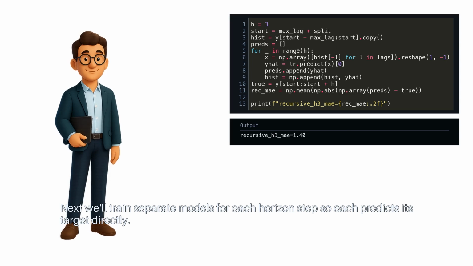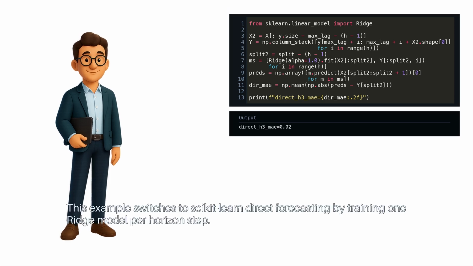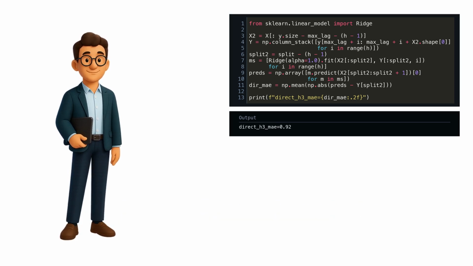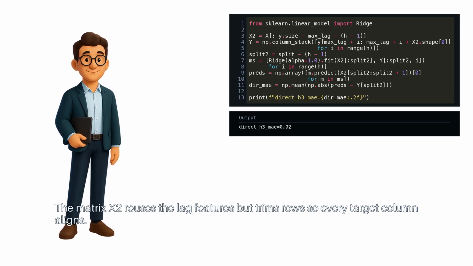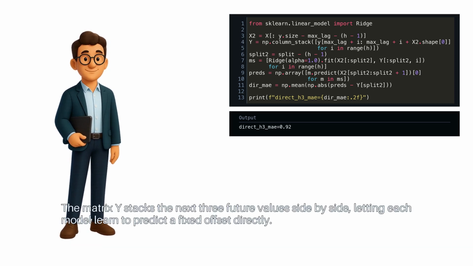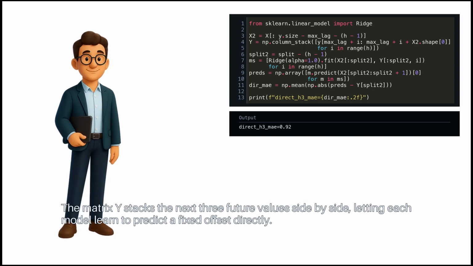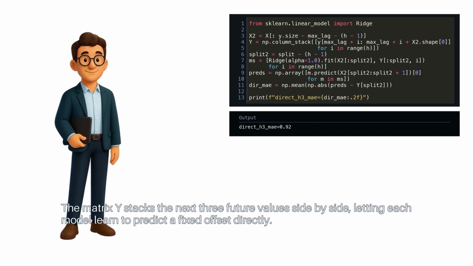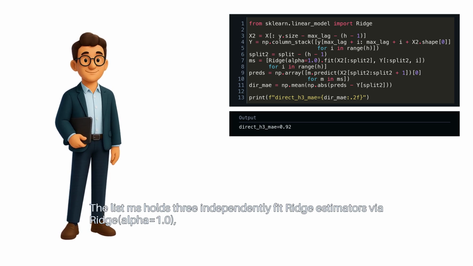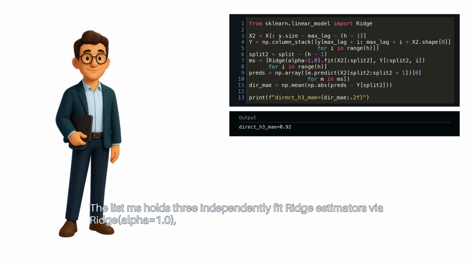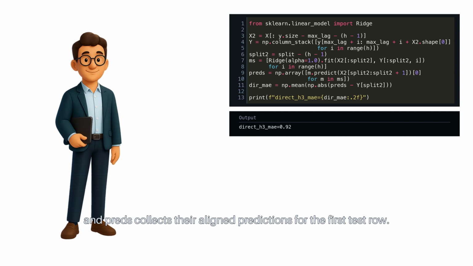Next, we'll train separate models for each horizon step, so each predicts its target directly. This example switches to scikit-learn direct forecasting by training one ridge model per horizon step. The matrix X2 reuses the lag features but trims rows so every target column aligns. The matrix Y stacks the next 3 future values side by side, letting each model learn to predict a fixed offset directly. The list ms holds 3 independently fit ridge estimators via Ridge with alpha equal to 1.0, and preds collects their aligned predictions for the first test row.